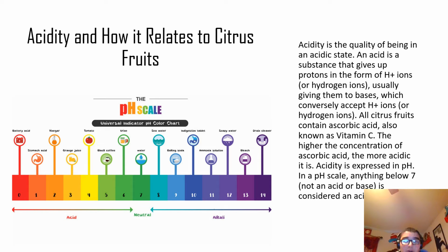Now, for the purposes of this experimentation, we're going to be using the pH scale from 0 to 14. There is one that is 1 to 14, but we're going to be using 0 to 14 here, where anything below 7, which is neutral and usually means water, is an acid. Below 7 is an acid, and anything above 7 is a base.